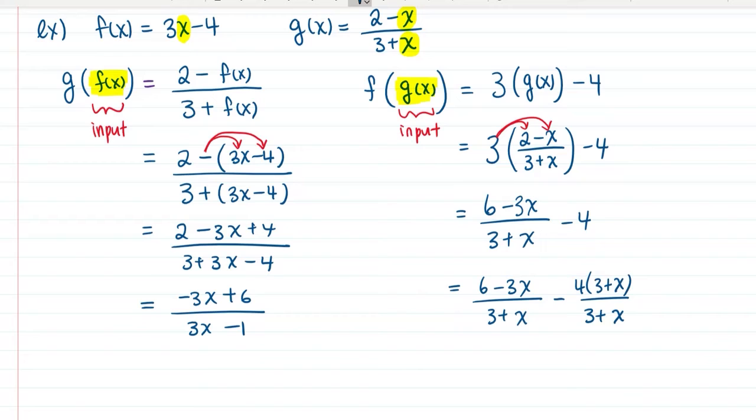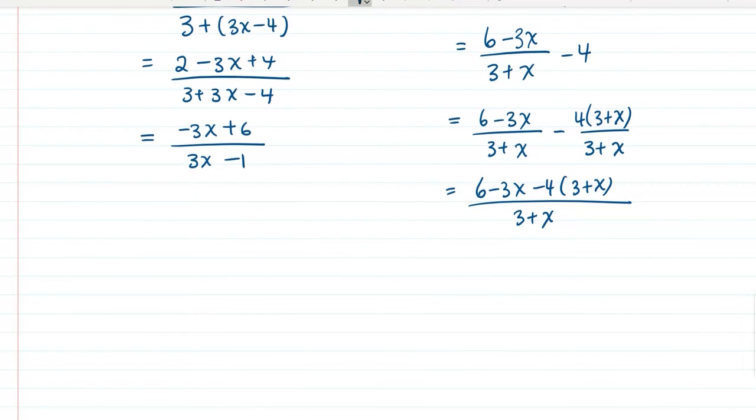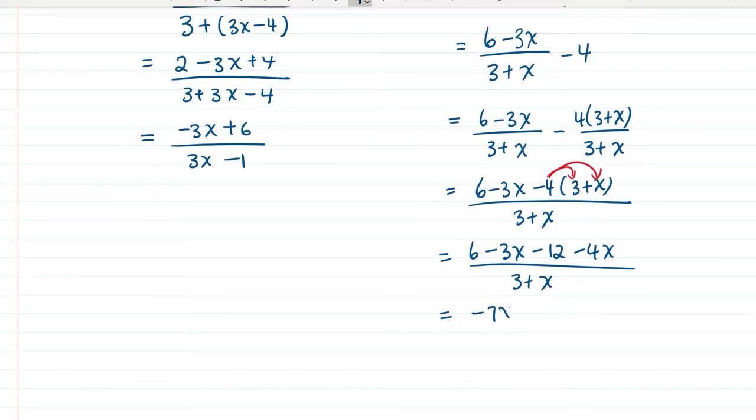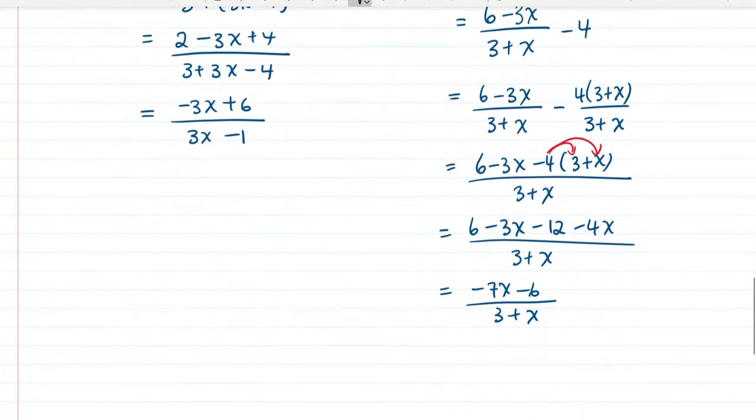So that will be 6 minus 3x over 3 plus x, minus. So having the denominator the same, we can combine these two fractions. It will be 6 minus 3x minus 4 times 3 plus x, over 3 plus x. Simplify by distributing this into the brackets. 6 minus 3x minus 12 minus 4x over 3 plus x. Combine the like terms: negative 7x minus 6 over 3 plus x. And that is the answer for f of g of x. Let's try a few more examples before we finish.